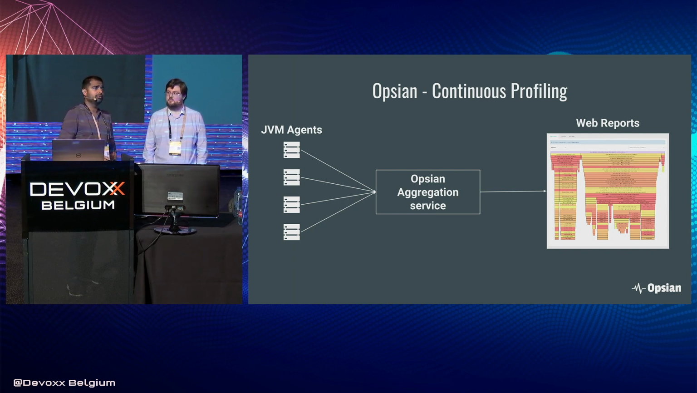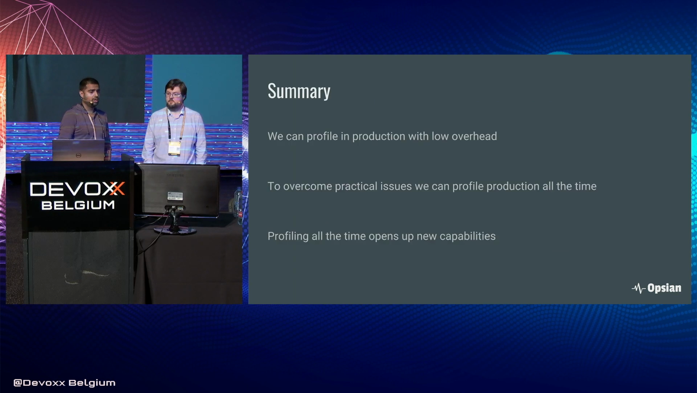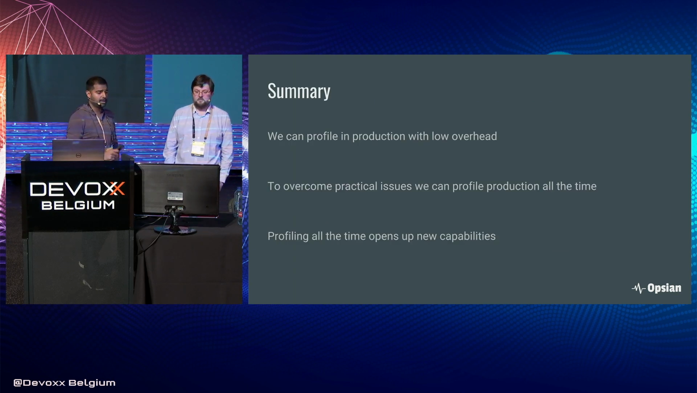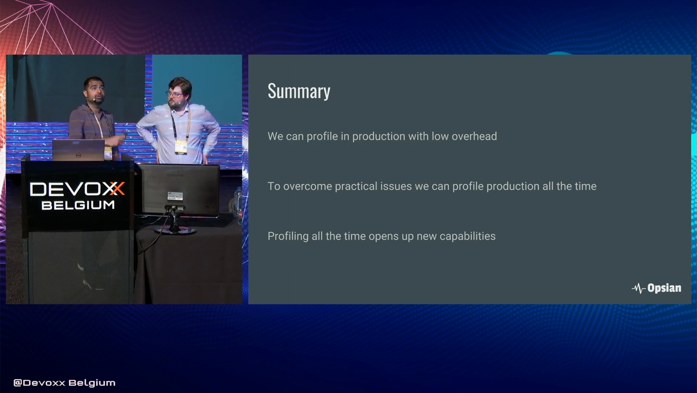Google actually also have their own internal system that does this called Google-wide profiling. I highly recommend Googling that. They have an article they wrote about why it's done so well for them. It's definitely worth a look. So in summary, we can profile all the time in production with very low overhead. We can overcome a bunch of the practical issues that we have by actually just doing it all the time. And if we do it all the time, it opens up a bunch of new capabilities.